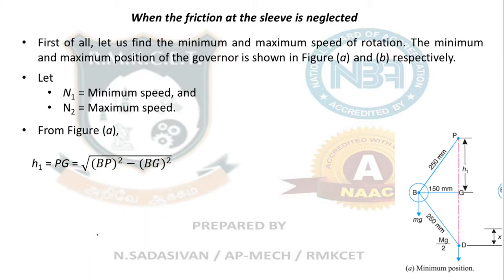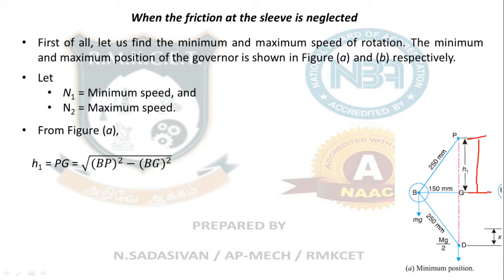So let us take this right angle triangle. Two sides I know. Hypotenuse is 250, opposite side is 150. The adjacent side is called the height of the governor. In any governor, you should take only the top portion as height, not the bottom portion, except Hartnell. So for all the first three types of governor, you have to take only this as the height of the governor.